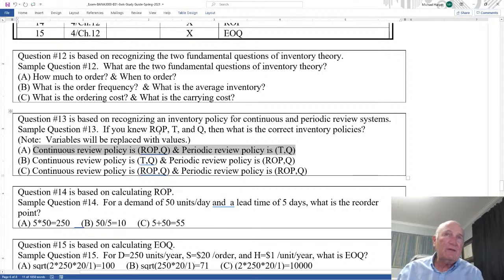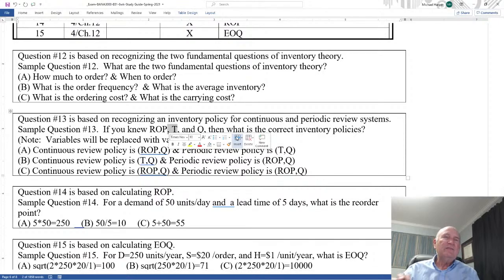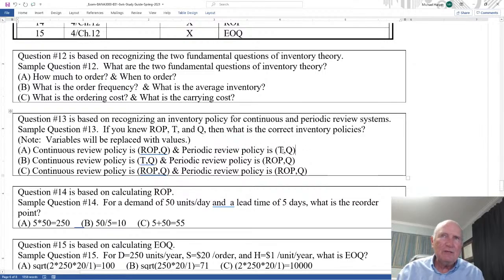Now for ROP, that'll be a number. For Q, that'll be a number. For T, that will be a time: 1 week, 2 months, 1 quarter, that type of thing. And so I'll be looking at that for the periodic review.